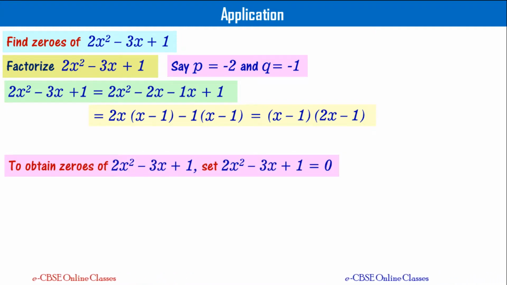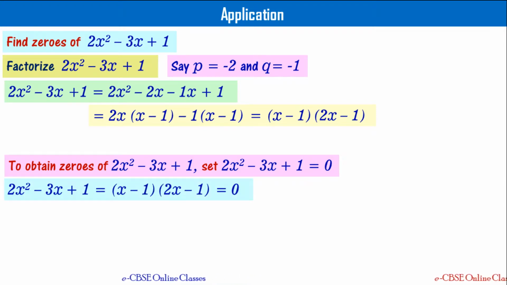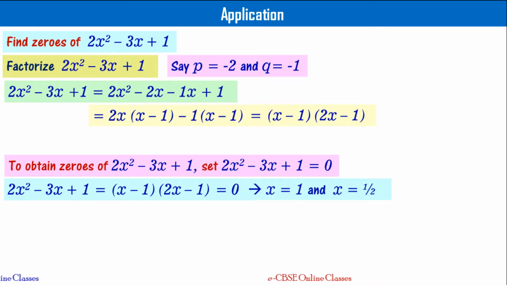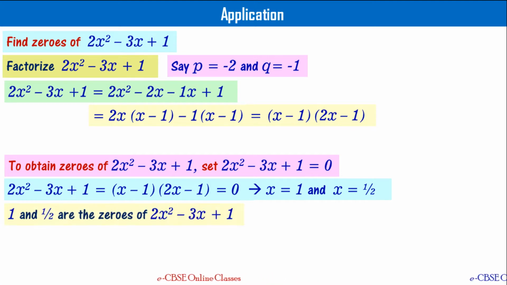We know that to obtain zeros of 2x square minus 3x plus 1, we have to set it equal to 0. It means that x minus 1 times 2x minus 1 is equal to 0. This equation holds true only when x equal to 1 and x equal to half, right? It means that half and 1 are the zeros of 2x square minus 3x plus 1. Let's take a note of that.